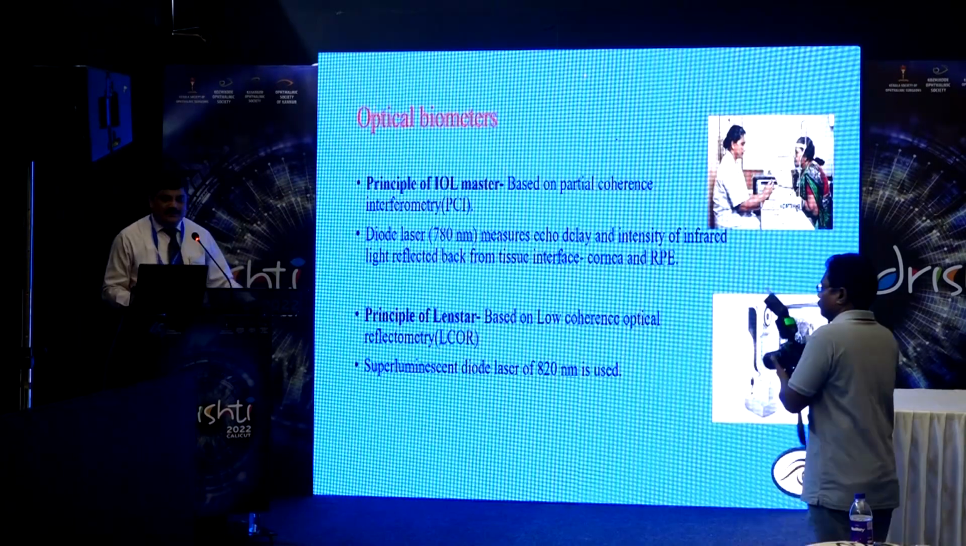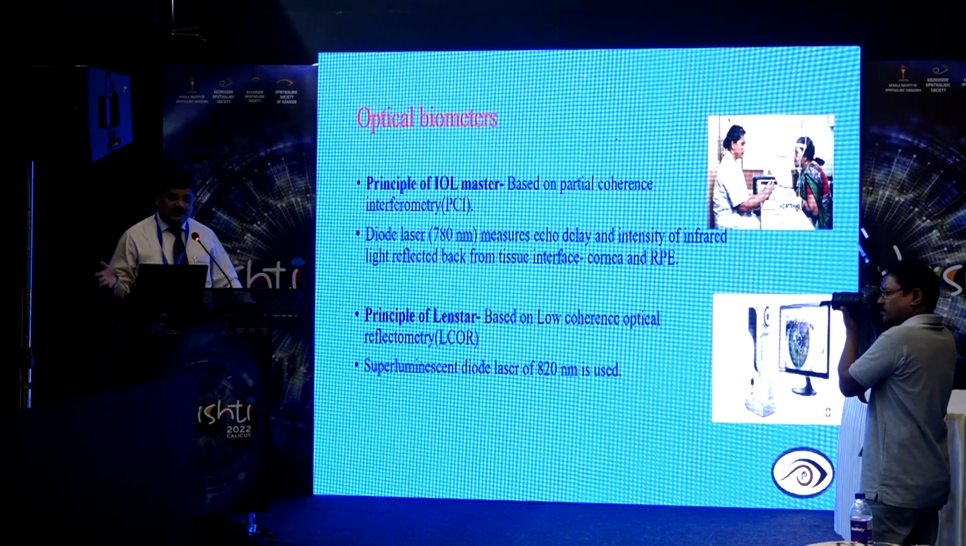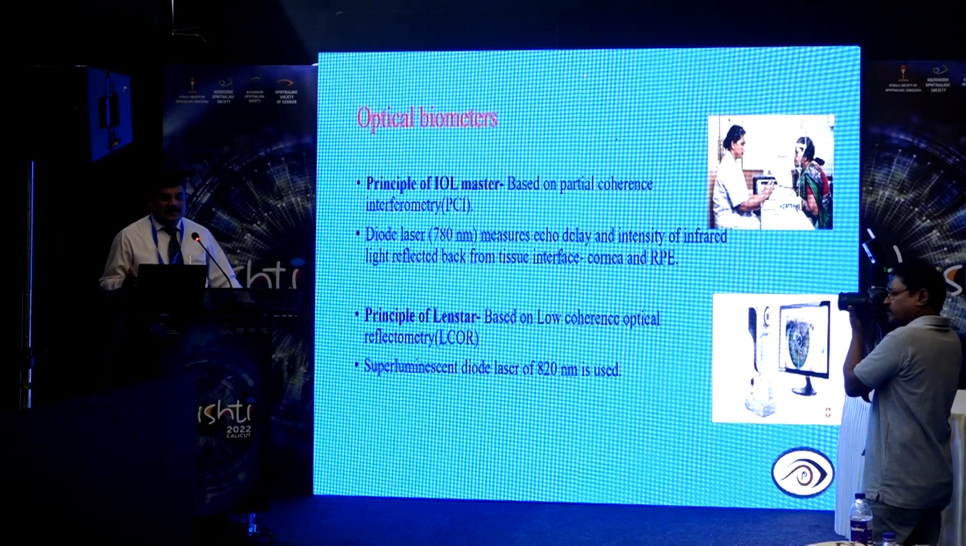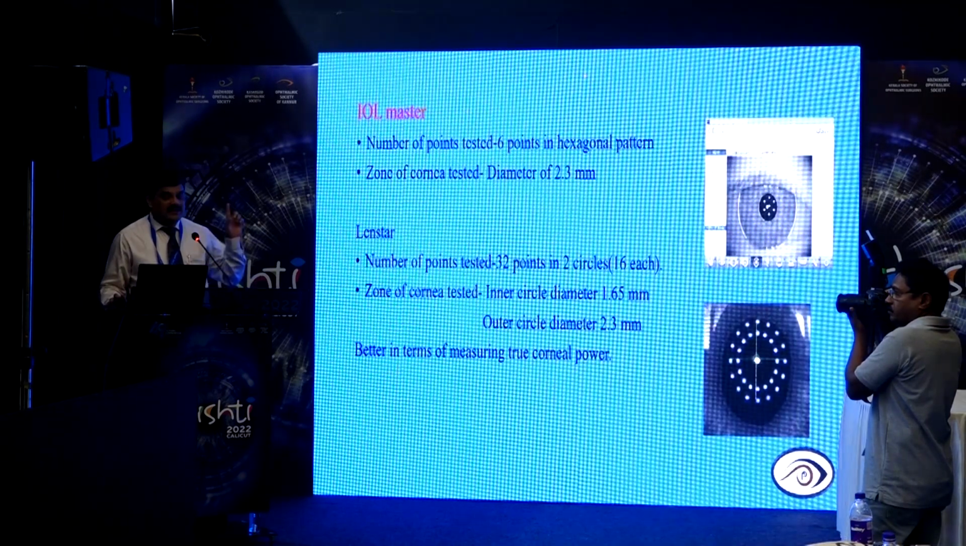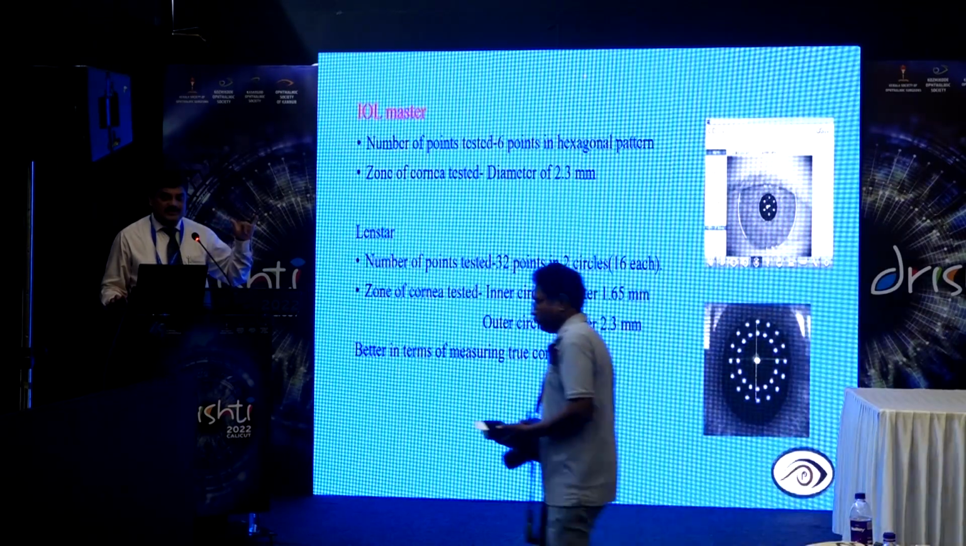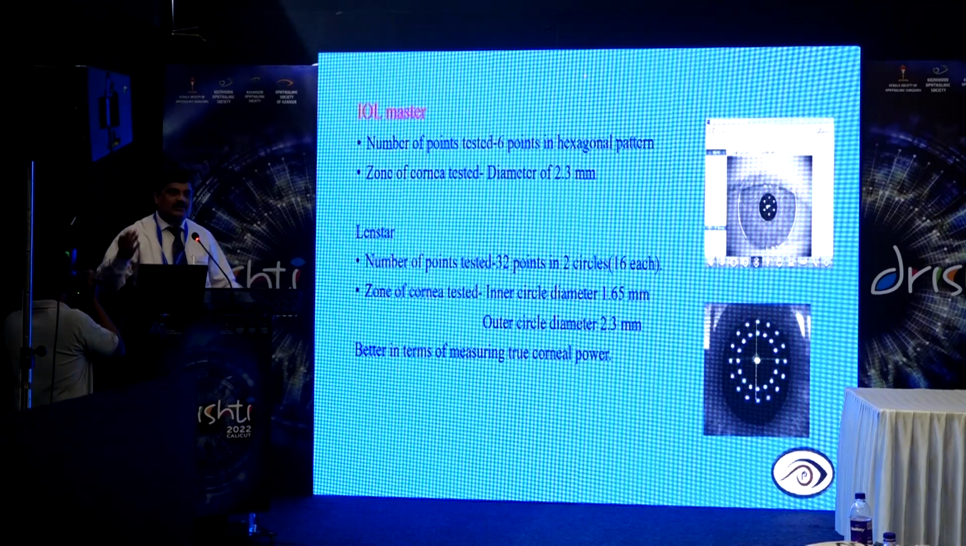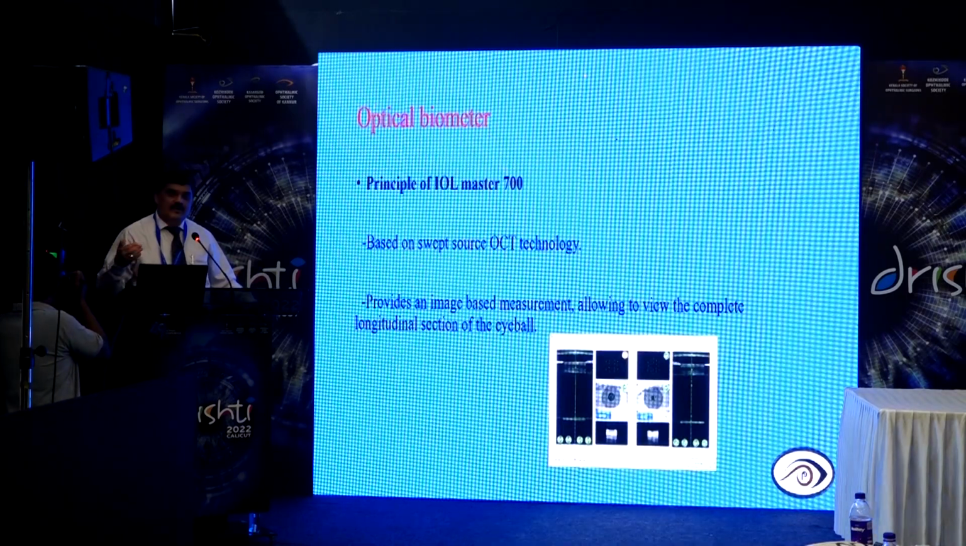These were the initial optical biometers. The IOL Master 500 was the first optical biometer, based on partial coherence interferometry. Later came the LenStar, based upon low coherence optical reflectometry. Basically, in the IOL Master 500, the number of points tested is 6 points, and in LenStar it used to test around 32 points. So compared to the IOL Master 500, LenStar was better. But now comes the latest one, the IOL Master 700.